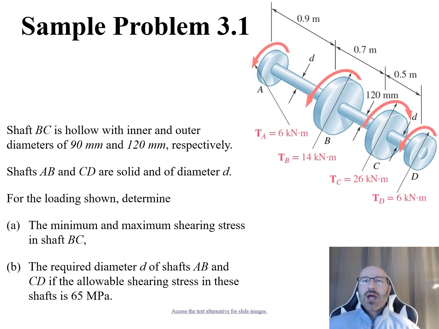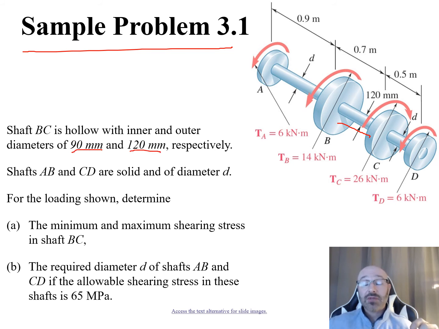So now let's apply some of these key equations and topics to a sample problem from chapter 3. Let's take a look at sample problem 3.1. We can see we have a given diagram over here. We have this shaft that goes from A to D. There are three different sections within the shaft. It tells us that shaft BC, the center section of the shaft, is hollow, and this has an inner and outer diameter given to us as 90 millimeters and 120 millimeters, respectively.